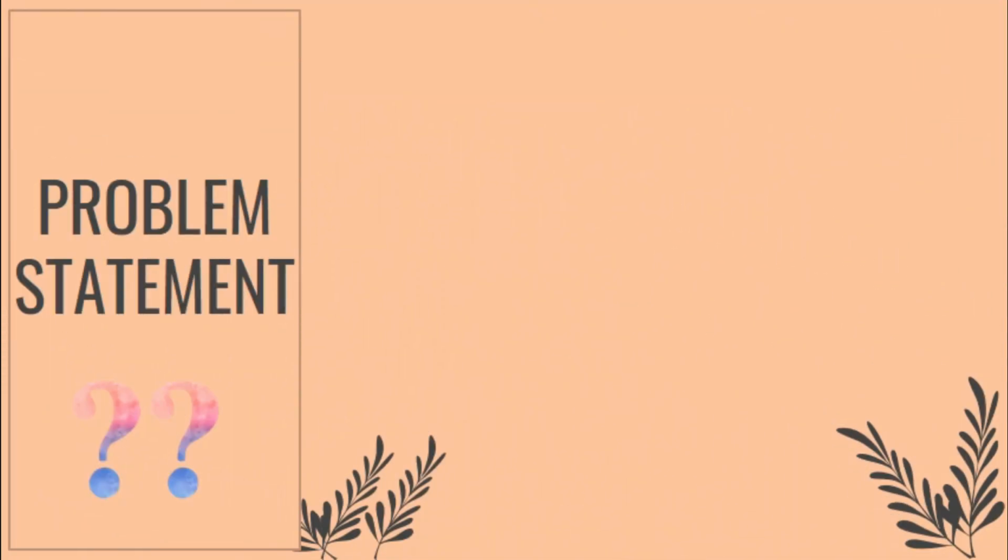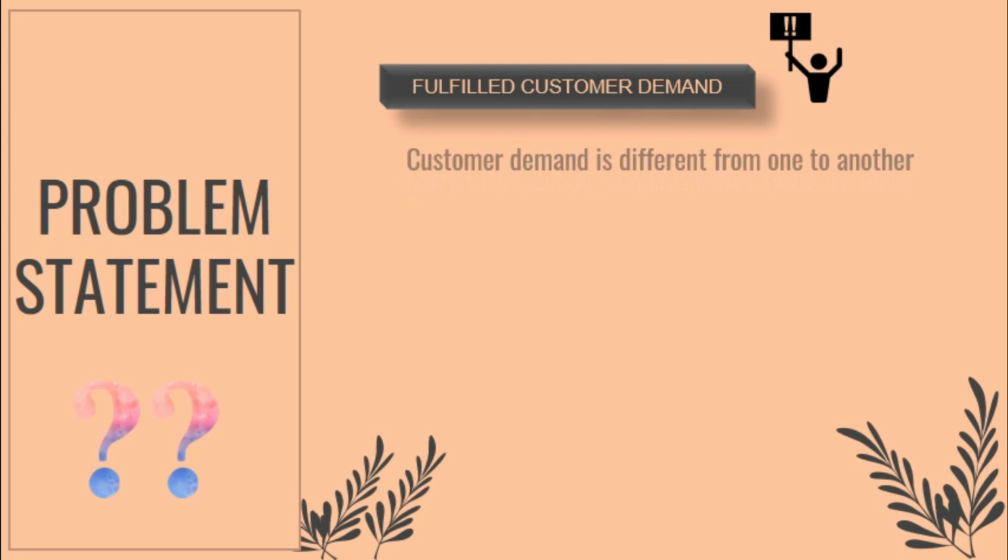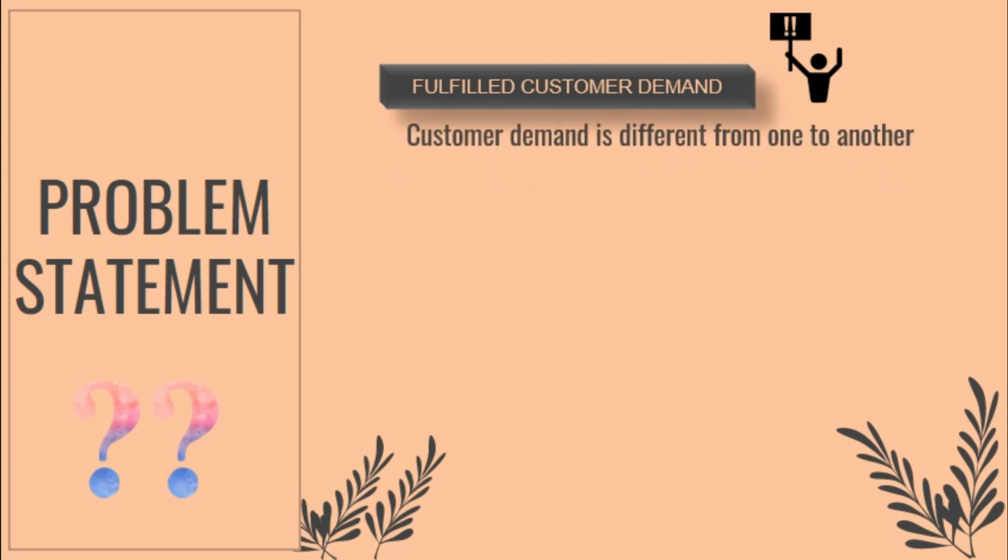Next, we move to the problem statement. First one is fulfilling customer demand. Customer demand is different from one to another. As we know, fulfilling the demands is not easy, since their tastes are not the same. All of this cannot be done by referring to one customer only, as their preferences are dissimilar.